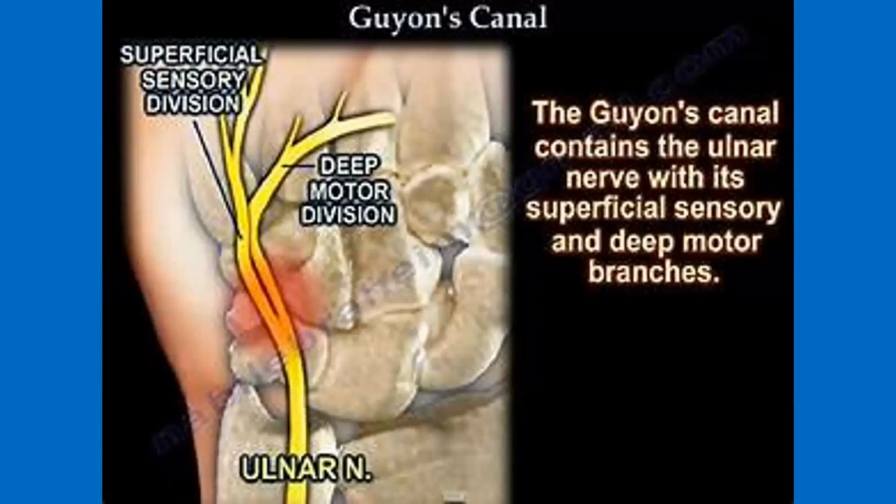is in Guyon's canal, which is bound by the hamate ligament, the ligament between the hamate and the pisiform, and the bone posteriorly. And this gives a deep branch that supplies the hypothenar muscles and the sensory branch that supplies the 1.5 fingers on the medial side, namely the small and the ring fingers.